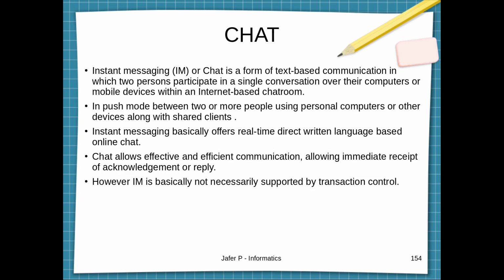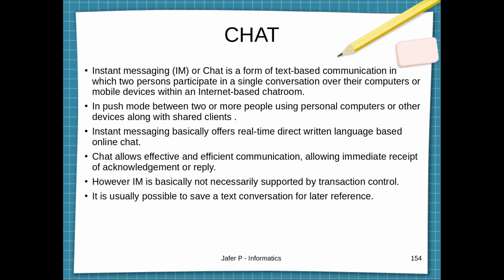However, instant messaging is basically not necessarily supported by transaction control. What do you mean by transaction control? You have to specify the ACID properties. What do you mean by ACID properties? Atomicity, consistency, isolation and durability. If it does not support these properties, then it is called not supported by transaction control. What do you mean by that? If you send a message to your recipient, we don't know whether it is received or not. In that case, it is not necessarily supported by transaction control. You don't need complete support by transaction control in instant messaging.